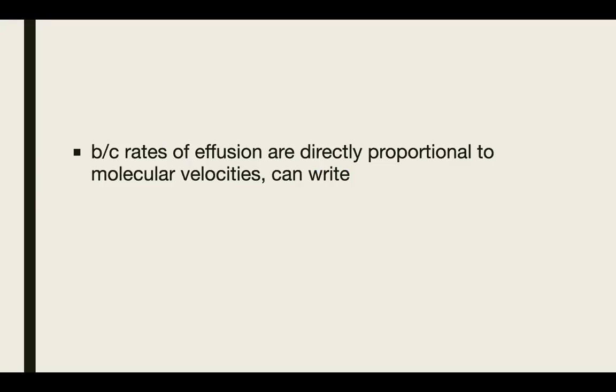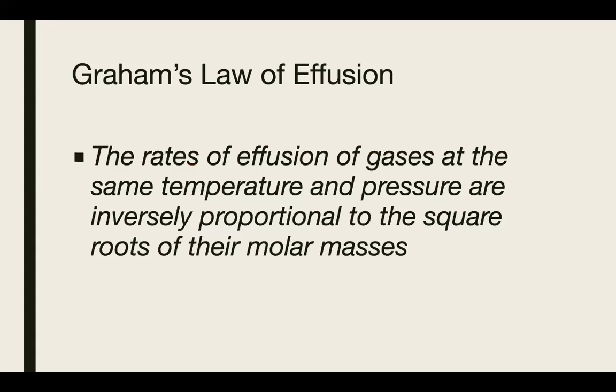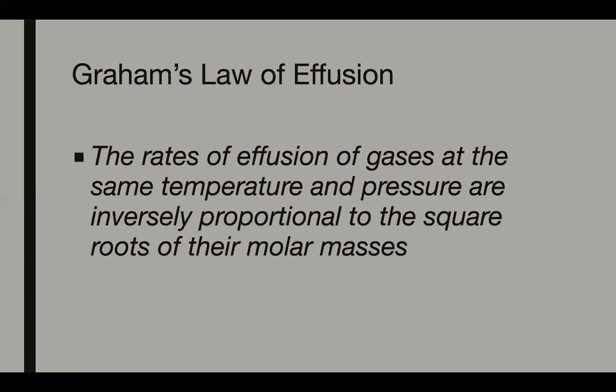Because the rates of effusion are directly proportional to their molecular velocities, we can write the rate of effusion of A over the rate of effusion of B is equal to the square root of the molar masses B over A, because rate of effusion is directly proportional to velocity. So we're just substituting rate of effusion for velocity. This effectively is Graham's law of effusion: the rates of effusion of gases at the same temperature and pressure are inversely proportional to the square roots of their molar masses. Again, just a description of that formula.